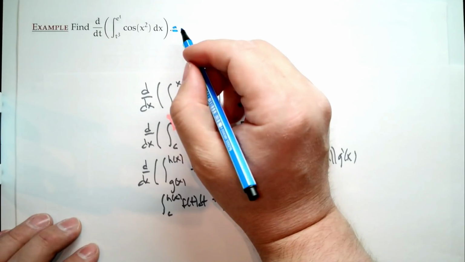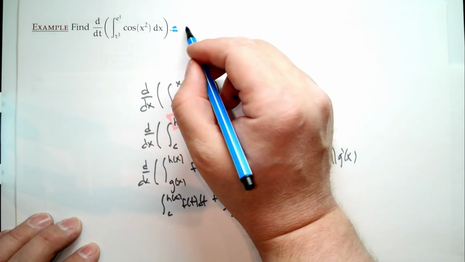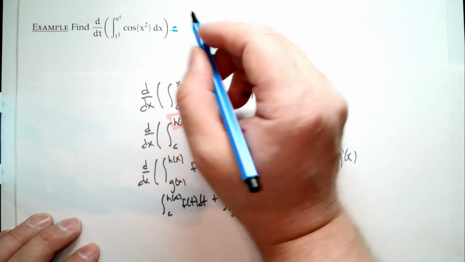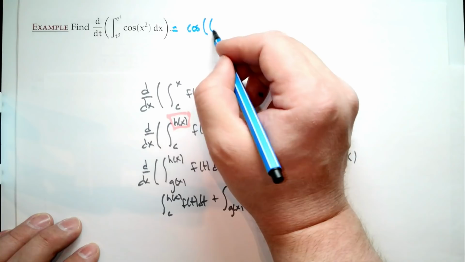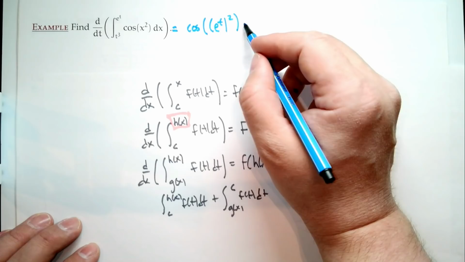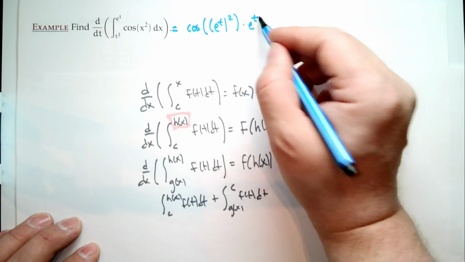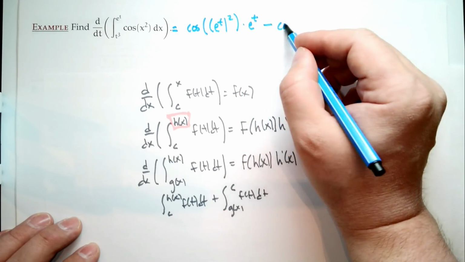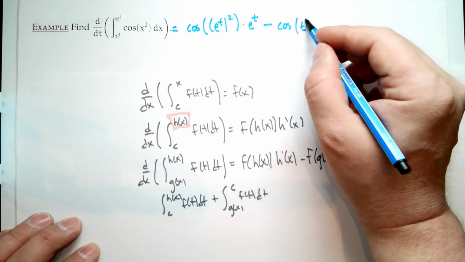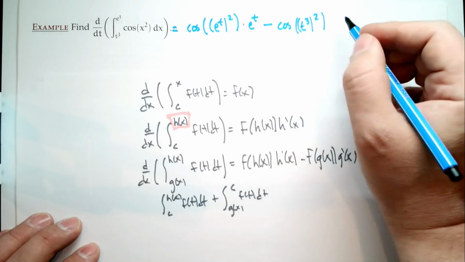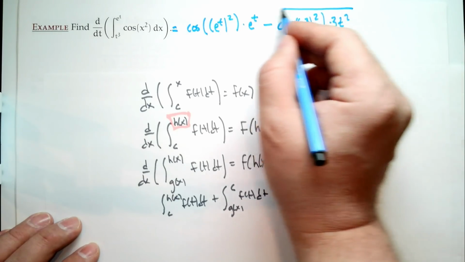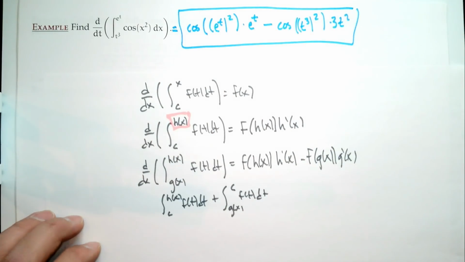Okay, so the rule says to take this derivative, you take your function e to the t, and you plug in wherever you see your x. So in this case, it would be cosine of e to the t squared. So instead of x squared, it's e to the t squared. Then you times that by the derivative of e to the t, which is e to the t. Subtract cosine, and now you're going to plug t cubed in wherever you see an x. So it'll be t cubed squared times the derivative of t cubed, which is 3t squared. And unless we're told otherwise, we're done.